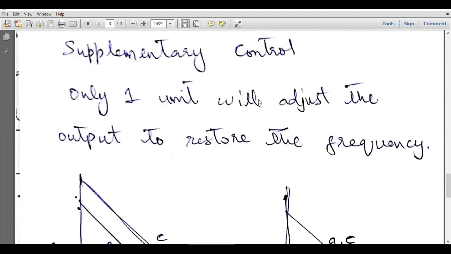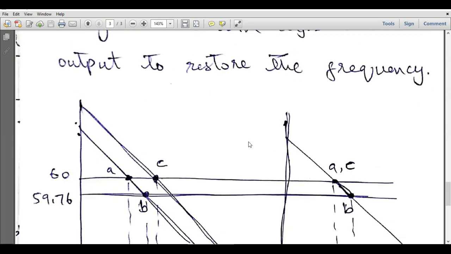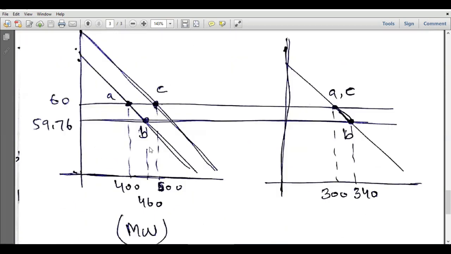So unit 1 will actually adjust the output to restore the frequency, and this is the droop curve of the first generator, this is the droop curve of the second generator. This is our initial frequency, which is 60 hertz, and you can see that this generator was operating at 60 hertz, and this generator was also operating at 60 hertz initially.